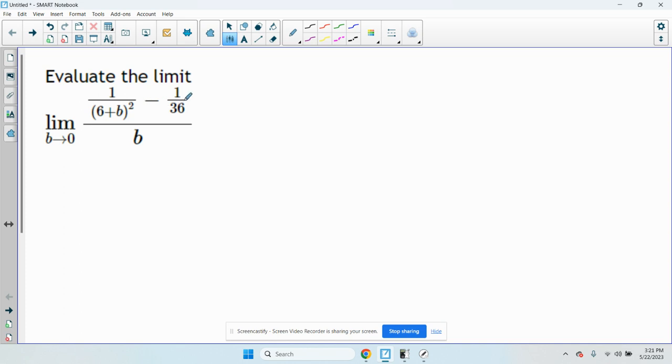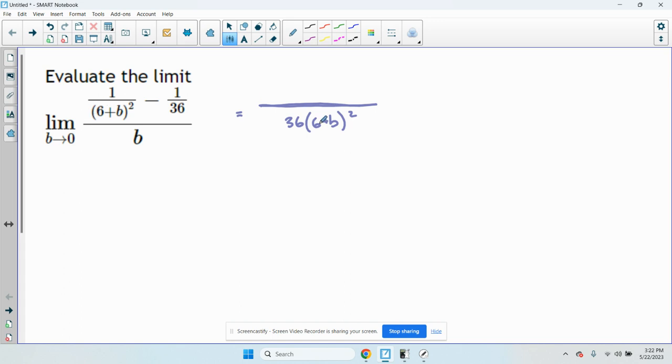So I'm going to start by trying to combine these top two terms into one term. In order to combine these into one term, I have to get a common denominator. This has a 6 plus b squared on the bottom. This has a 36 on the bottom. So my common denominator, once I combine these two things, is going to be 36 times 6 plus b squared.